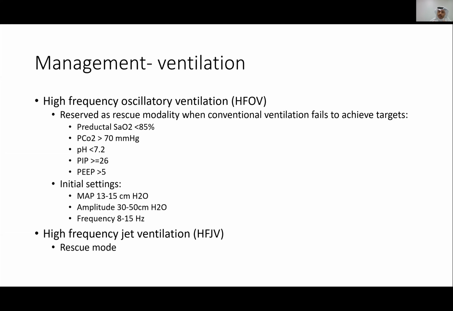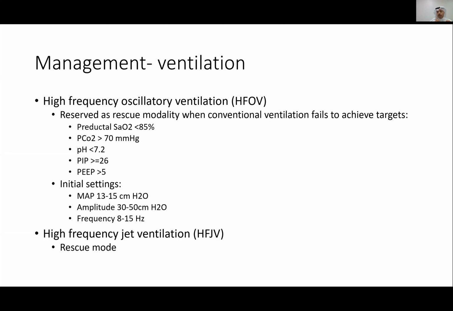cannot achieve the targets that we talked about. For example, somebody who is very acidotic, so this PCO2, hypercapnic PCO2 is 70, 75, and you are maximum on your pressure support ventilation. Then at that time, you move to another strategy like high frequency oscillatory ventilation or even high frequency jet ventilation.